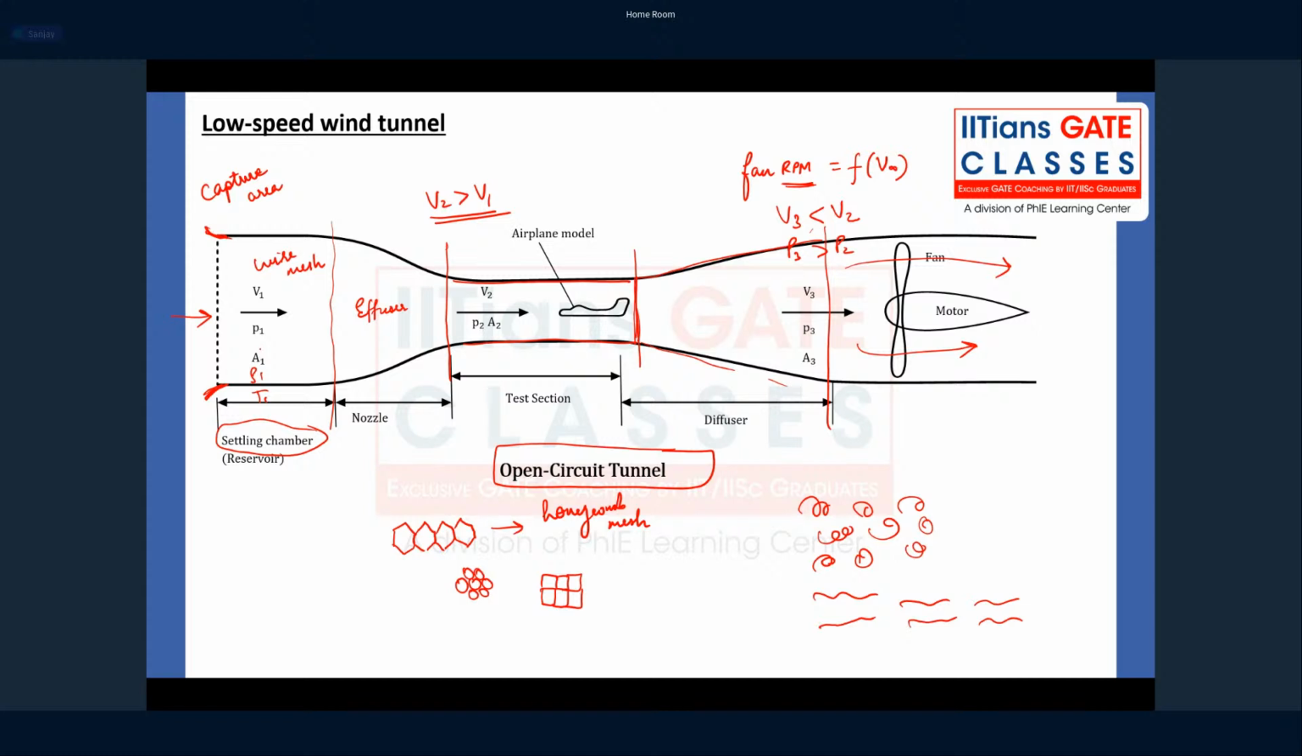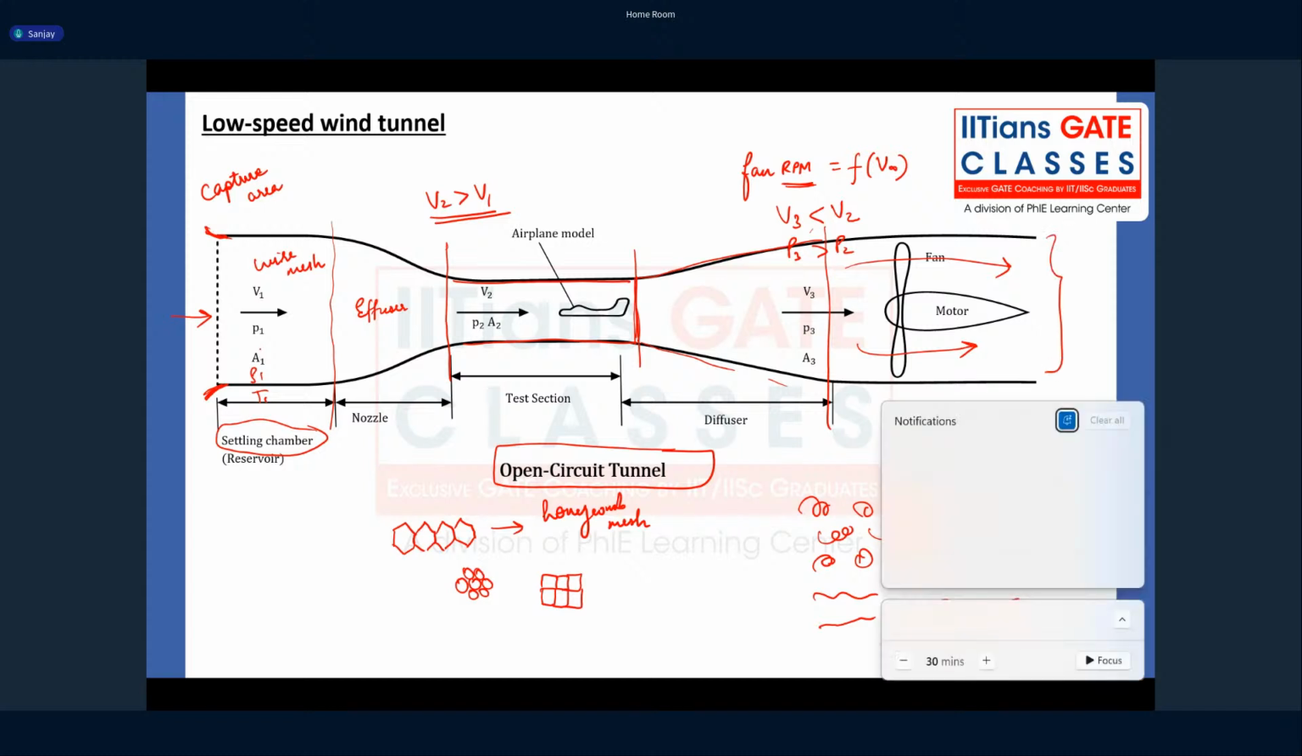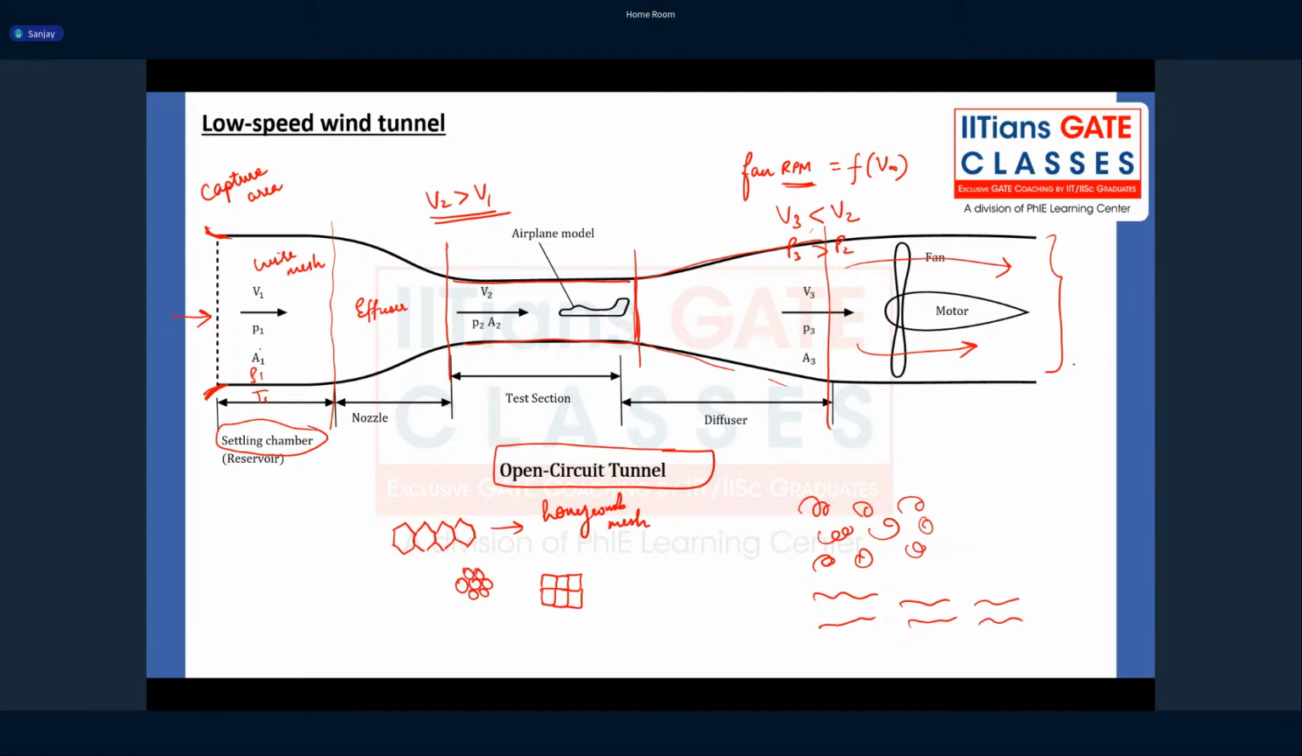So you can see at the exit, you will have ambient conditions because it is a subsonic flow. Subsonic flow cannot withstand any pressure difference. And there is a fan at the rear which runs continuously to create the pressure difference for the flow. There is a lot more to talk about the tunnel, but this is just for your understanding, and we will look into it in detail later on.